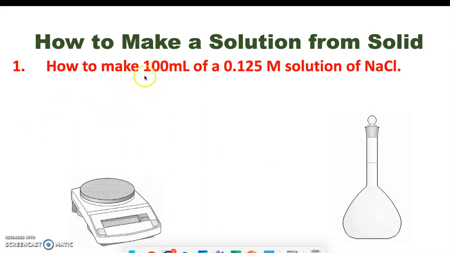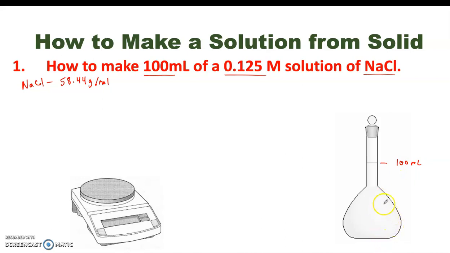So to start with, it says I need to make a 100 milliliter solution with this concentration. It's sodium chloride. So the first thing, I'm going to do a little bit of shortcutting here for you. The molar mass of sodium chloride is 58.44 grams per mole. You should take a second here to figure out how many grams I'm going to need. So to figure out how to make this solution, this is what's called a 100 milliliter volumetric flask. If I fill this flask up to this line right here, I know I have exactly 100 milliliters.